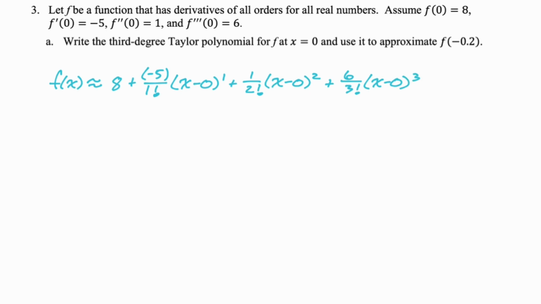All right, so we actually don't need to simplify that for the purposes of the AP exam, so I'm just going to leave it the way it is to find an approximation of f of -0.2. f of -0.2, just replace every x that you see above with -0.2.